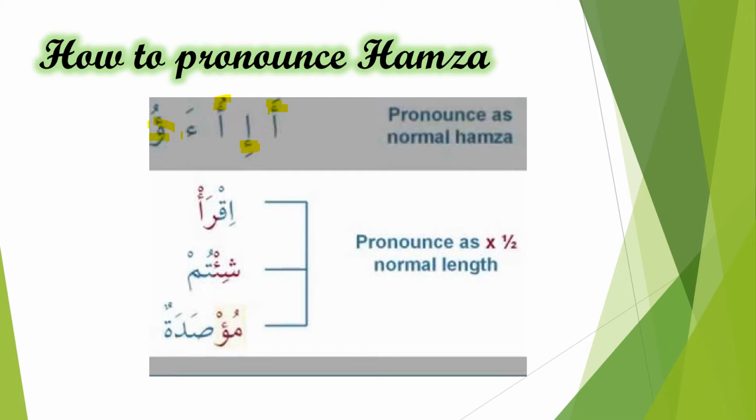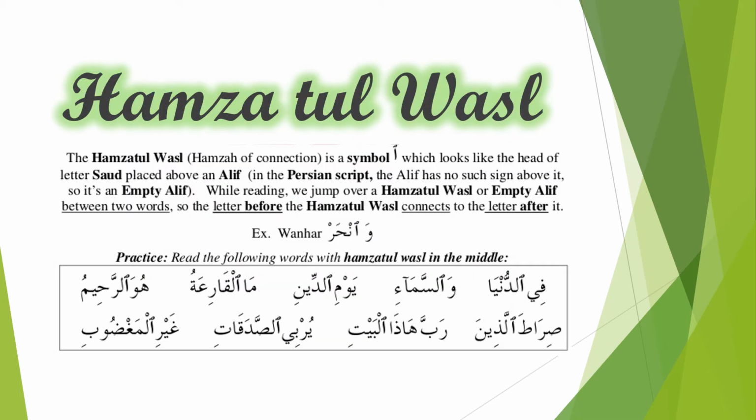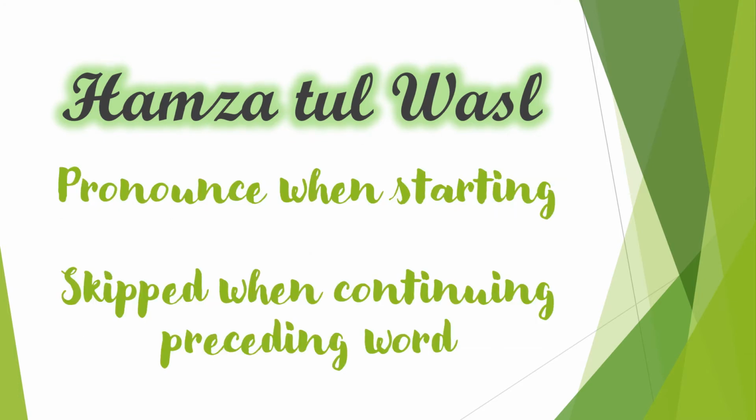Now if hamza takes a sukoon on it, then you say it a little quickly, and sometimes you say it with a jerk sound. So for example, in the words iqra, shi'tum, and mu'sada, that's how we usually pronounce it. So one thing is for sure, that if you are stopping, and then if you are starting with Hamzatul Wasl, you need to pronounce it. So we come to that agreement. And if we skip it, if you're continuing with the preceding word.